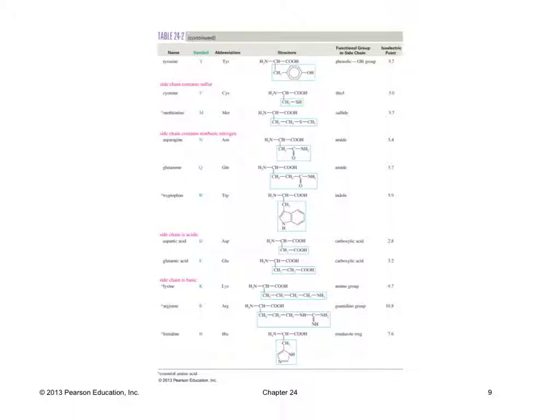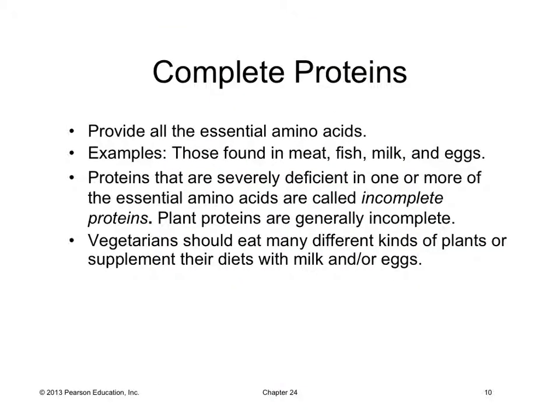Cysteine and methionine have S's in them, or sulfurs in them. Asparagine and glutamine have amides, and then tryptophan has indole. Aspartic acid has COOH, glutamic acid has COOH, and these are the basic amino acids. We're going to talk about isoelectric point in a bit.